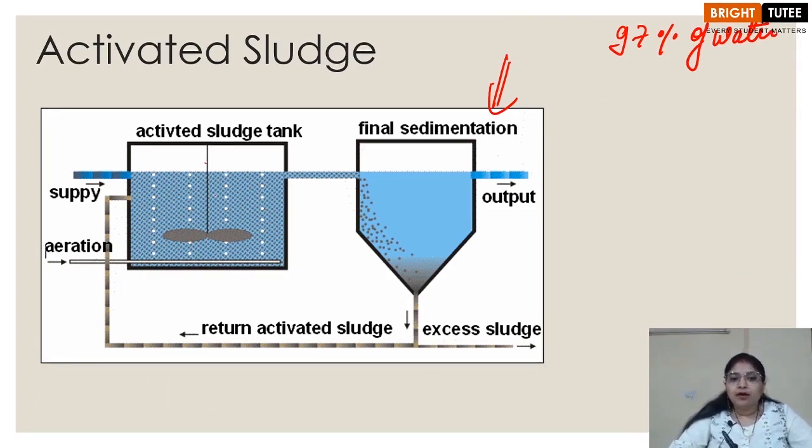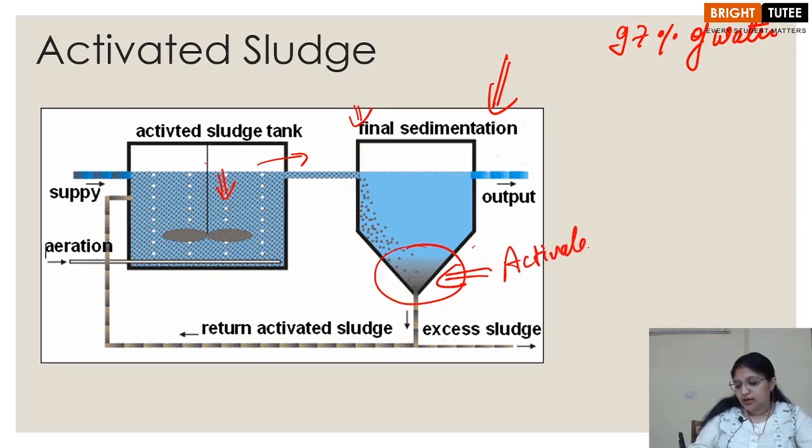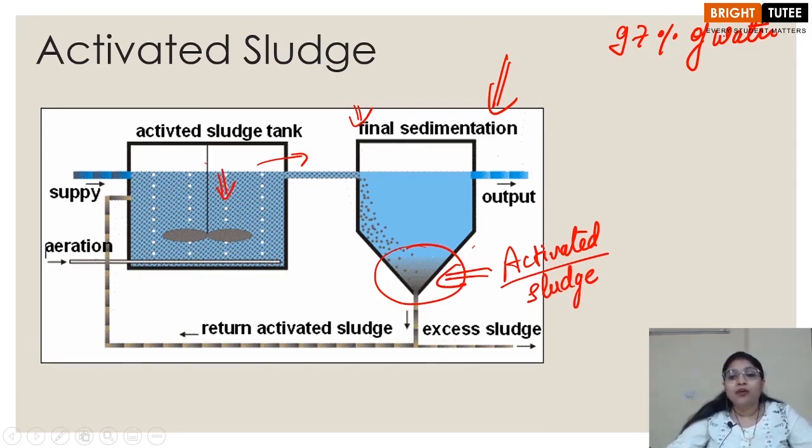Then what happens is, once the aeration has taken place, whatever the bacteria was working on has been worked on. Now this water is transferred into the second and final sedimentation tank. Over here, remember, all the sedimentation tanks are sloped in the middle, as you can see in this case, right? So these are sloped in the middle, and this part over here is the activated sludge, right? Why is it called the activated sludge?